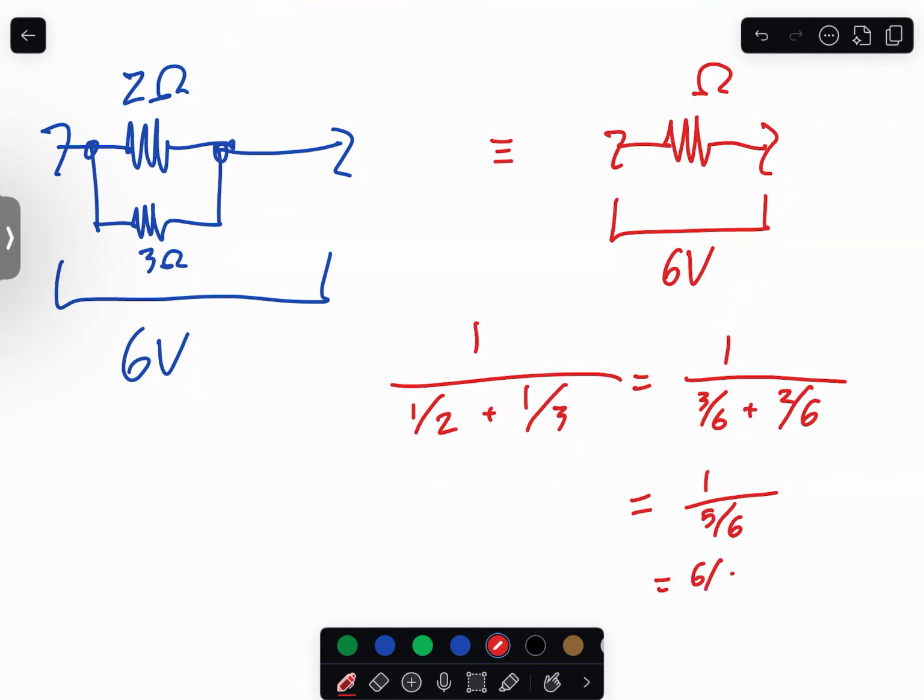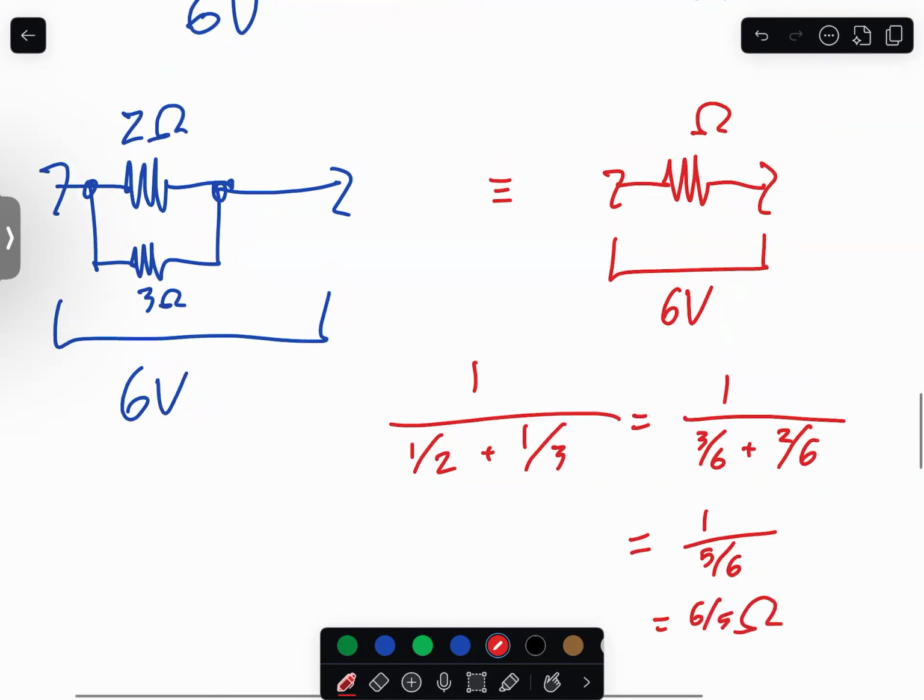Now it's 1.2 ohms. Hey, that's a coincidence. Okay, look. 1.2 popped up again, because of the numbers that I used.